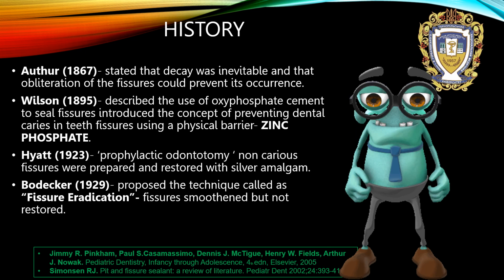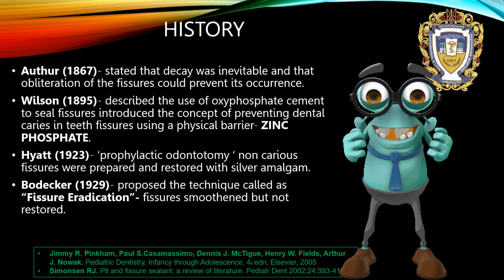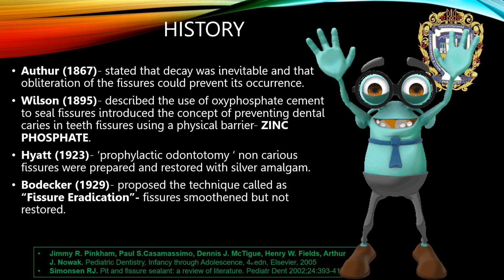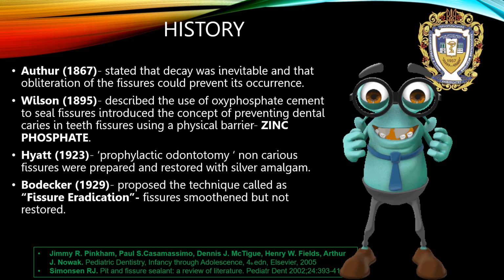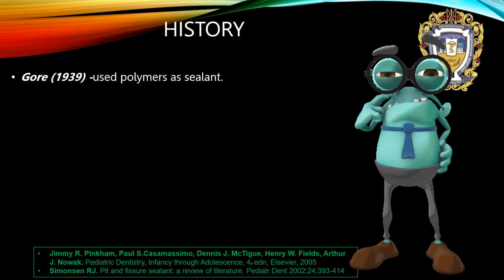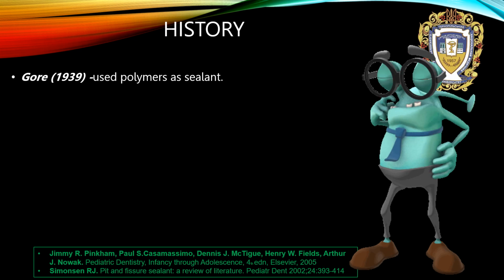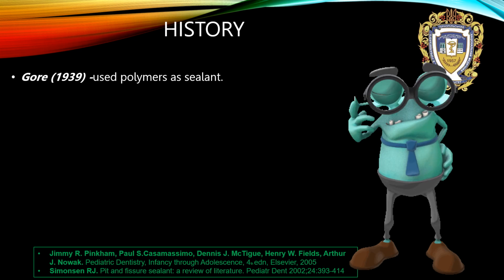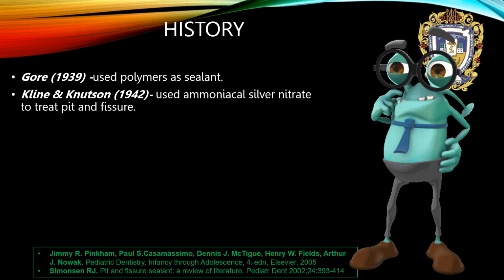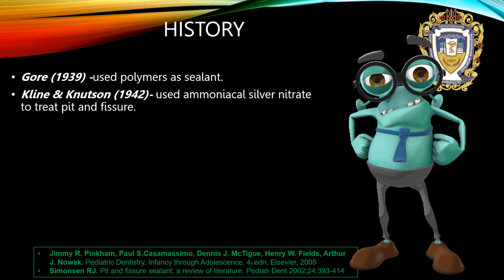Bodecker in 1929 proposed the technique called fissure eradication. The fissure is smoothened but not restored. In 1939, Gore used polymers as sealant. In 1942, Klein and Knutson used ammoniacal silver nitrate to treat pits and fissures.